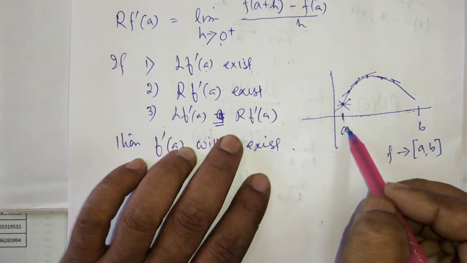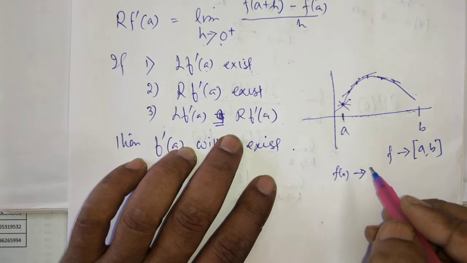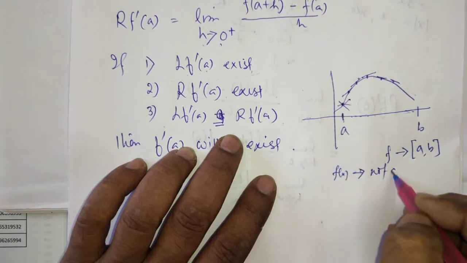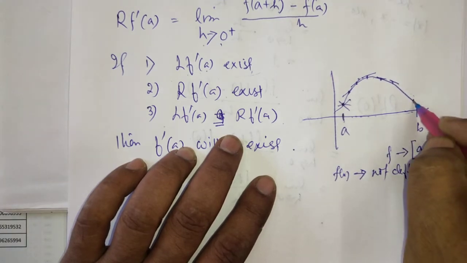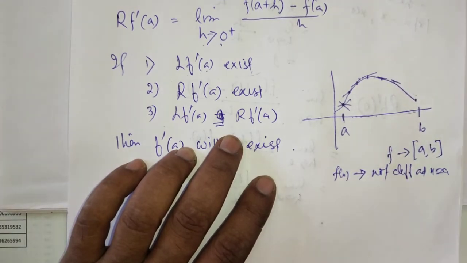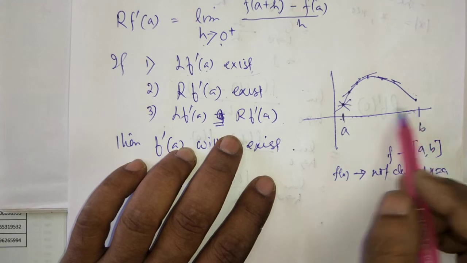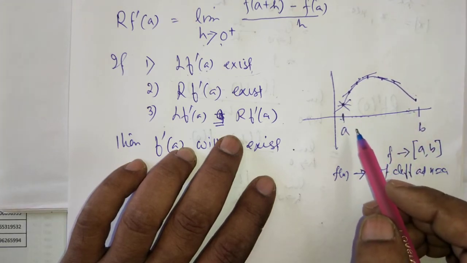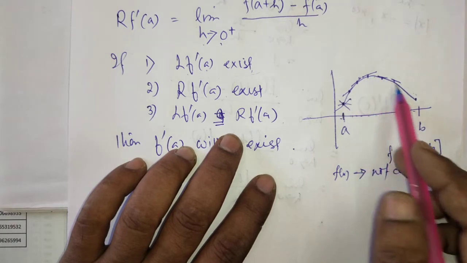f dash a does not exist means the function f(x) is not differentiable at x is equal to a. Similarly, at that end point the function is not differentiable at x is equal to b. That means in the closed interval [a, b], at the end points the function is not differentiable, but between a and b at all the points the function is differentiable. Here we are getting a unique tangent.